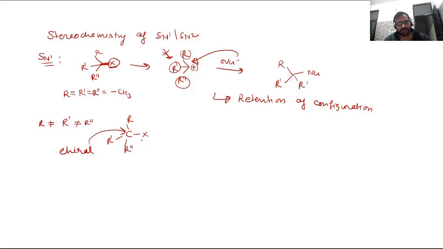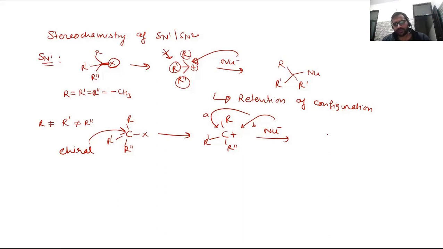This carbon will be chiral, and according to the SN1 mechanism, this C-X bond will cleave first. That is, we will get a carbocation, a stable tertiary carbocation, and now the nucleophile will come and attack either from this side or from this side. And why is this? Because we have a chiral carbon. Because of its chirality, we have two positions of attack, position 1 and position 2, or we can say attack from the back side and attack from the front side.